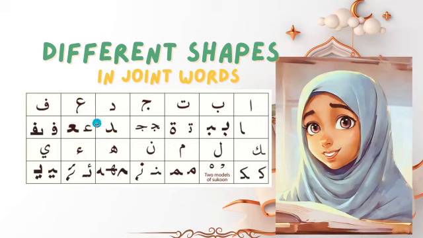Ain in the beginning of a word. See how the shape of the ain changes in the middle of a word. We have here the kaf. The kaf shape changed completely in a word. So this is the kaf in the beginning of a word and the kaf in the middle of a word. We have meem as well here. Meem at the beginning of a word and in the middle. Noon as well. Ha. See how the shape of the ha changes when it's in the middle of a word or at the end of a word.